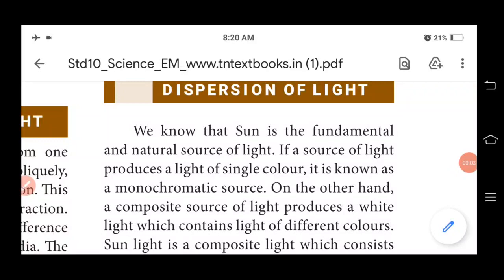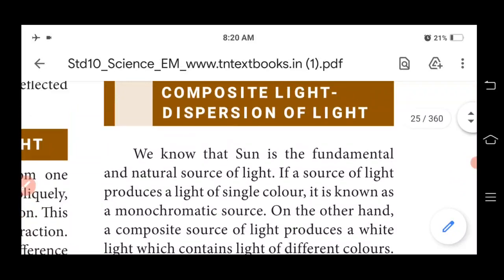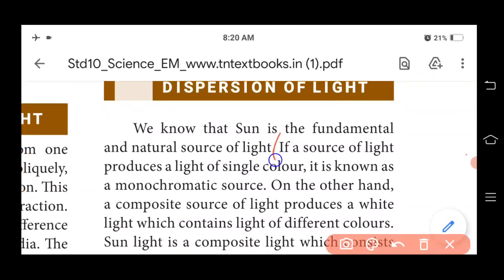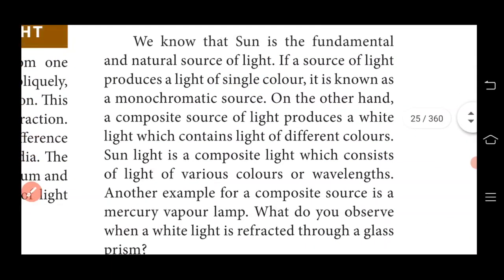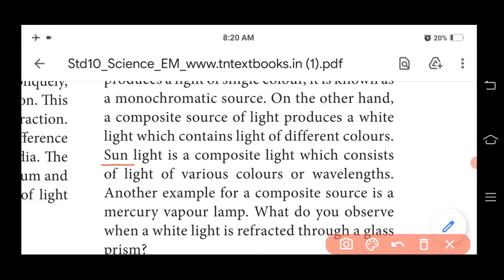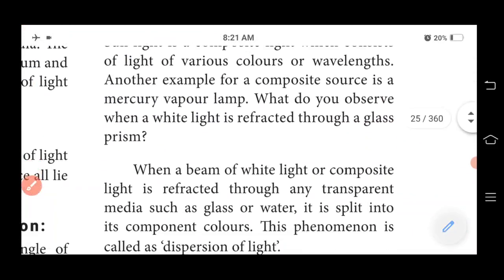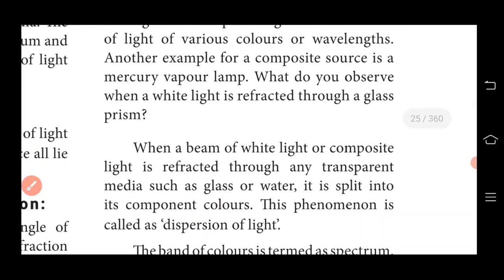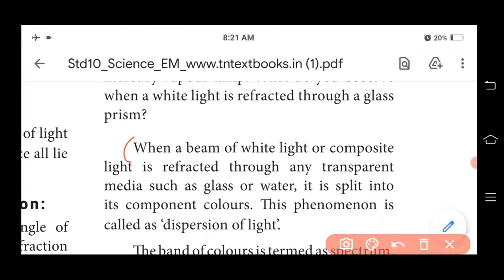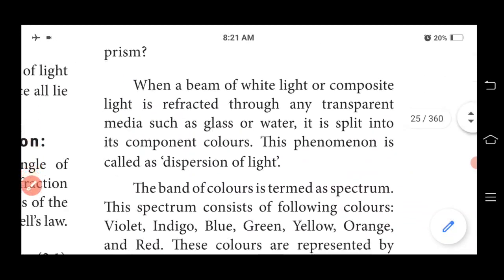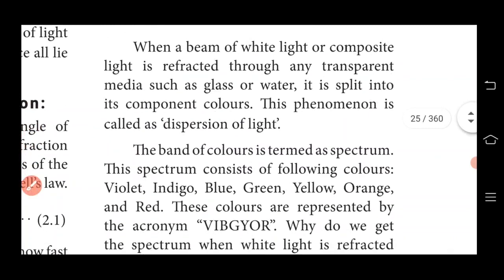Students, you have to write the answer for monochromatic sources, and then examples for monochromatic sources: sun and mercury vapor lamp. And then the next question, what is meant by dispersion of light? So you have to write this paragraph and then you have to write the band of colors.